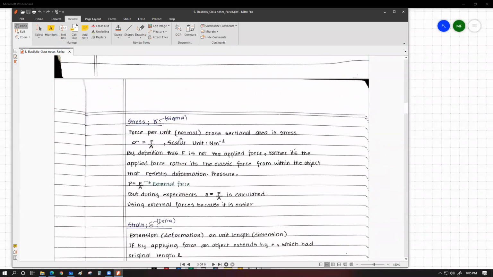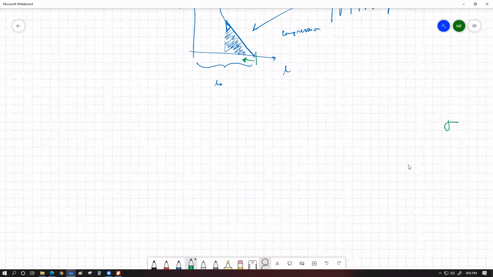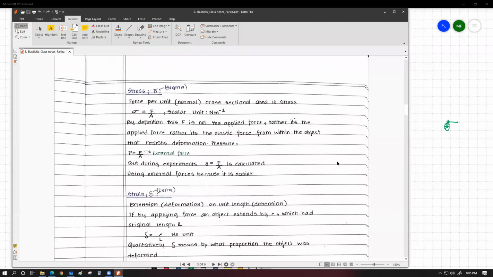Then we have the new parts that are in our AS syllabus, which is called stress. This is actually sigma. Big sigma looks like this without the tail. Sorry. So sigma looks like this. Yes. স্যার এই বুকলেটে ডিস্ট্রিবিউট করা হয়েছিল?